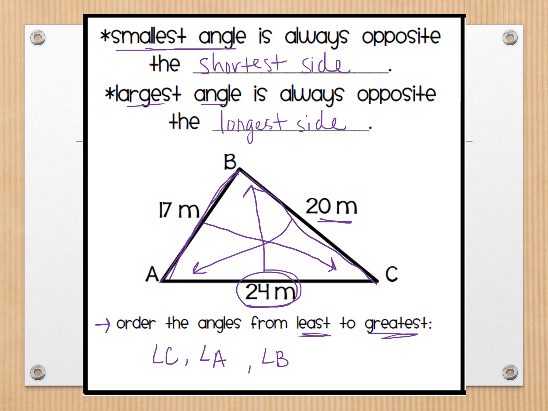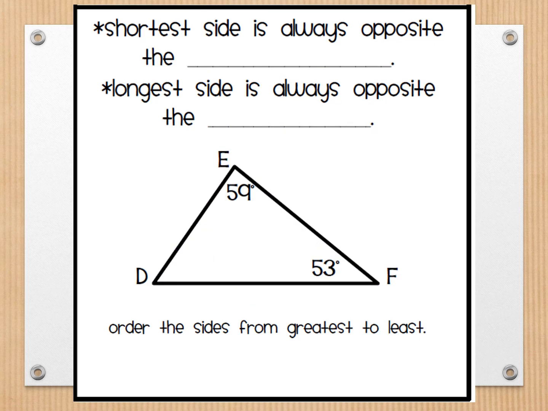So again, they wanted least to greatest, so we found the smallest side, the next biggest side, and then the biggest side. If you want to do the smallest and the biggest, and then just put whatever's left in the middle, you could do that as well. So if we flip that thought process around, and we talk about shortest side, then the shortest side is always going to be opposite the, hopefully you're thinking, smallest angle. Likewise then, the longest side is always going to be opposite the largest angle.